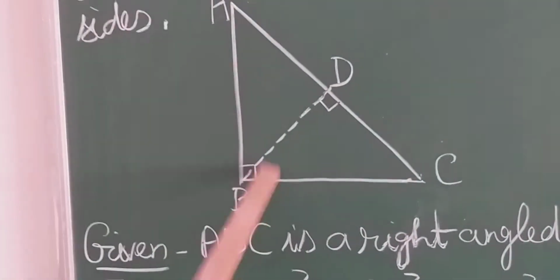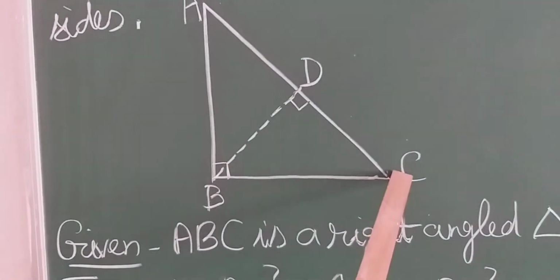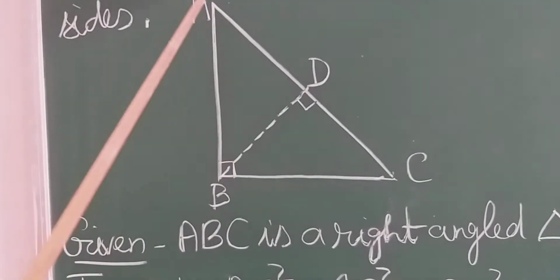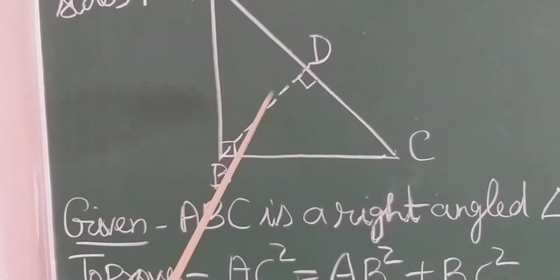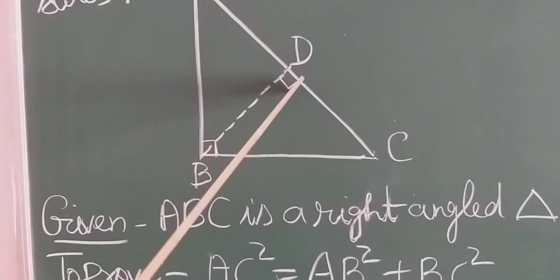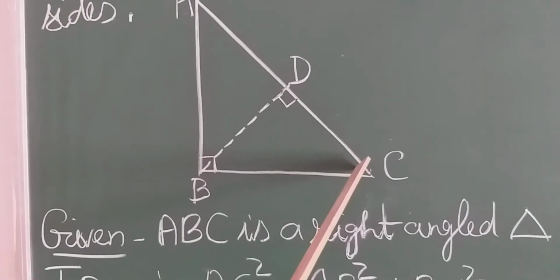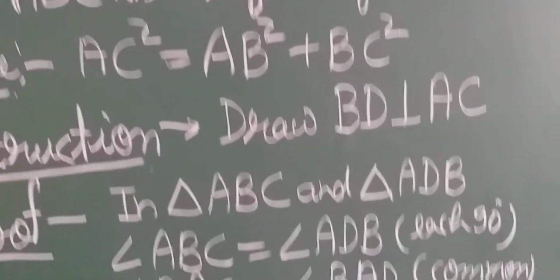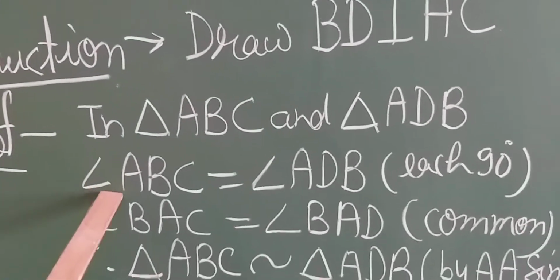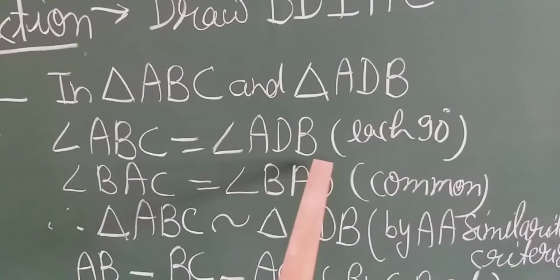students, angle B equals 90 degree in triangle ABC, and in this triangle, angle ADB is 90 degree since BD is perpendicular to AC. Okay, students. So we have to write here angle ABC equals to angle ADB, each 90 degree.